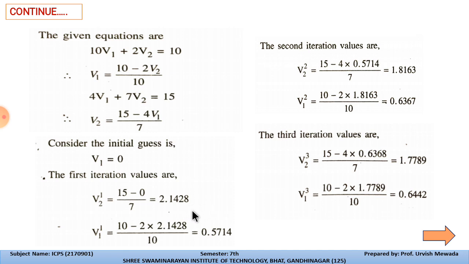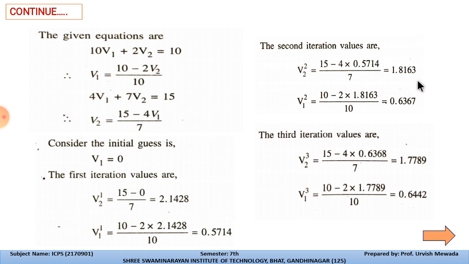Now from this we can determine V1(1), because we have V2. So (10 minus 2 times V2), where the V2 we determined is 2.1428, divided by 10. So V1(1) will be 0.5714. This is the first iteration, from which we have determined the values of V1 and V2. Then the second iteration that we are going to perform is V2(2). So it is (15 minus 4 times V1), where V1 is 0.5714, divided by 7.